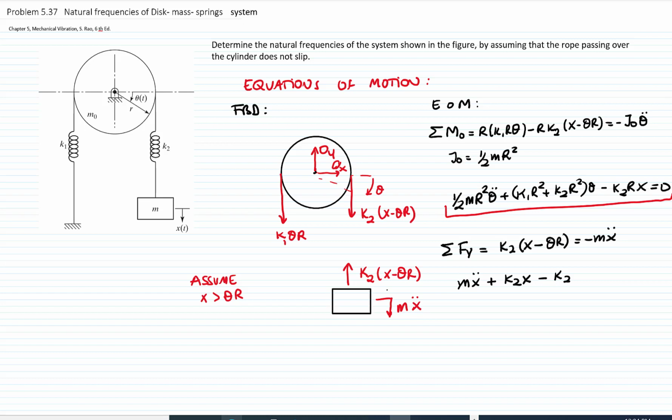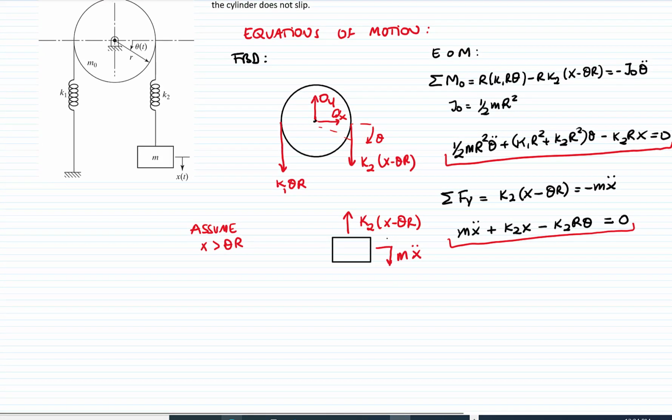I have two equations of motion for a 2 degrees of freedom system. And please notice that the first equation that I got from the disc also has x as a variable, and the equation for the block has theta as a variable. That means that those equations are coupled.